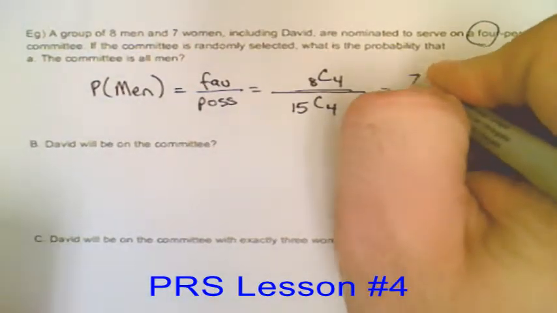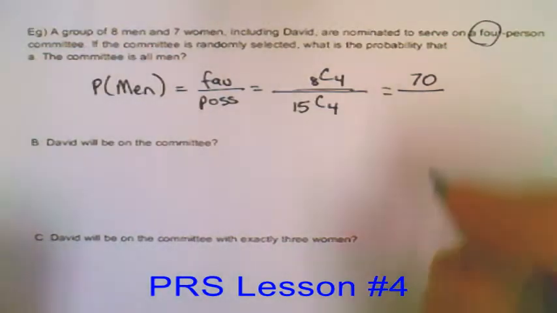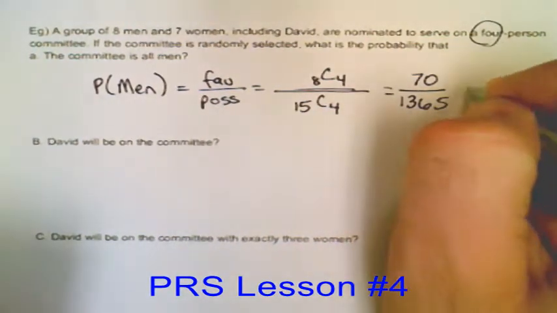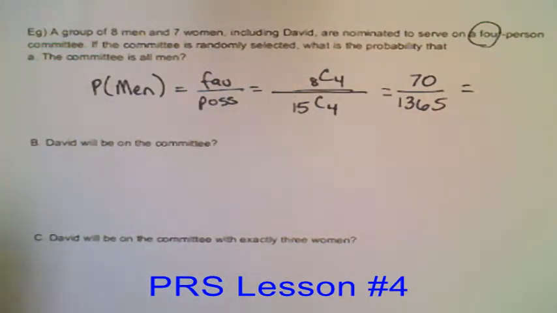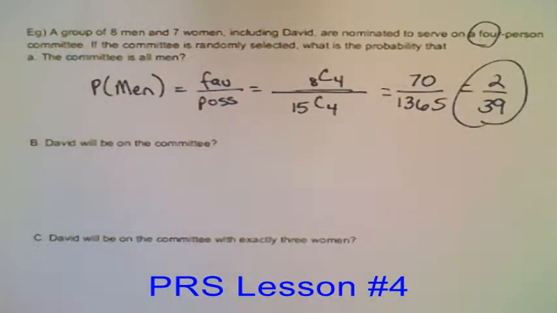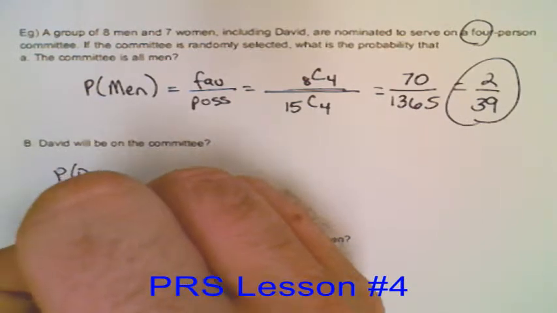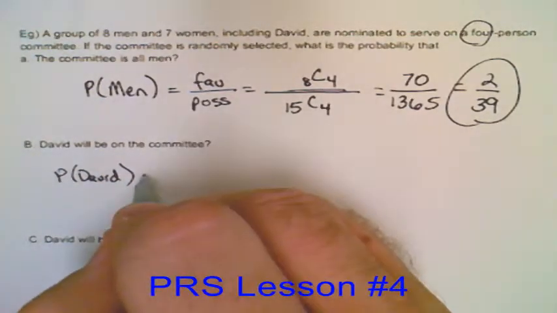All you do now is figure out these 2 numbers. 8 choose 4. I'm in my calculator, same as I did before. 8 choose 4 is going to be 70. 15 choose 4 is going to be 1,365. Now I would reduce that fraction. So 70 divided by 1,365, and my calculator can do this for me, is 2 out of 39. And there you go. So the probability that this randomly selected committee is all men is 2 out of 39.